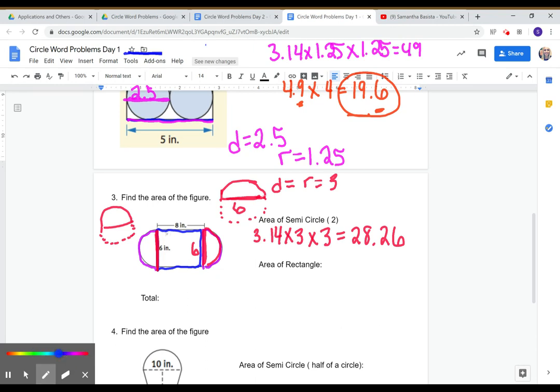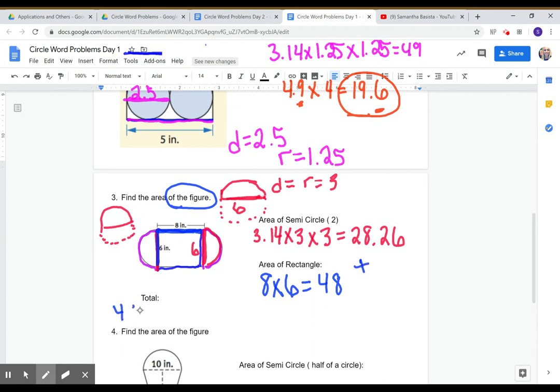The length of the rectangle is 8. That's one dimension. The width is 6. And for the area of a rectangle, we just do length times width. 6 times 8 gives me 48. Now, they wanted the area of the whole entire figure, so don't forget, we've got to add these two up. 48 plus 28.26 gives me a final answer of 76.26.